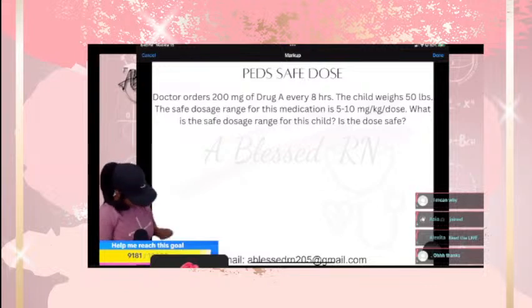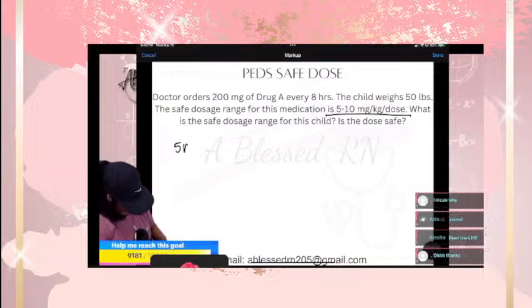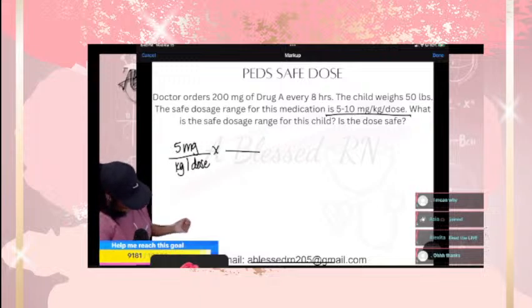So, yeah. The child weighs 50 pounds. The safe dose range for this medicine is 5 to 10 milligrams per kg per dose. What is the safe dosage range for this child, and is it safe? Okay. So the safe dose range is going to be this. That's our safety net, right? So we'll do our 5 milligrams per kilogram per dose, okay? And then our patient's weight is 50 pounds. So we'll do 1 kg is 2.2 pounds.